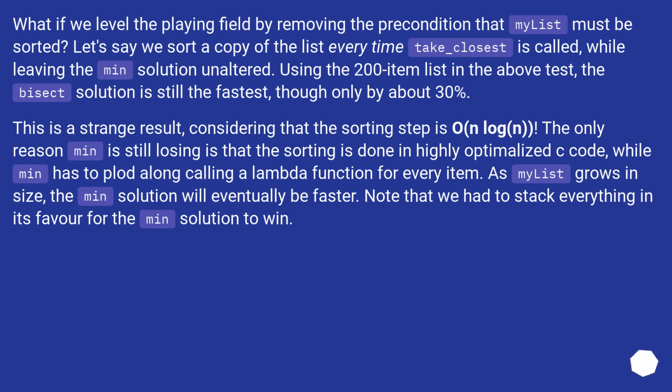The only reason min is still losing is that the sorting is done in highly optimized C code, while min has to plod along calling a lambda function for every item. As mylist grows in size, the min solution will eventually be faster. Note that we had to stack everything in its favor for the min solution to win.